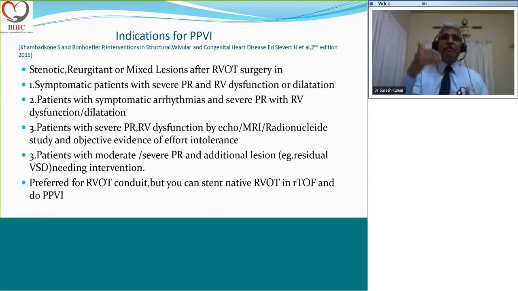The category of patients where this would be required are symptomatic patients with severe PR and RV dysfunction or dilatation, or symptomatic arrhythmias; patients with severe PR, RV dysfunction by echo, MRI, or radionuclide study, and objective evidence of effort intolerance; and patients with moderate or severe PR when there is an additional lesion requiring intervention. And you know that the currently available valves are preferred for the RVOT conduit, but you can stent the native RVOT in repaired tetralogy and do a percutaneous pulmonary valve.